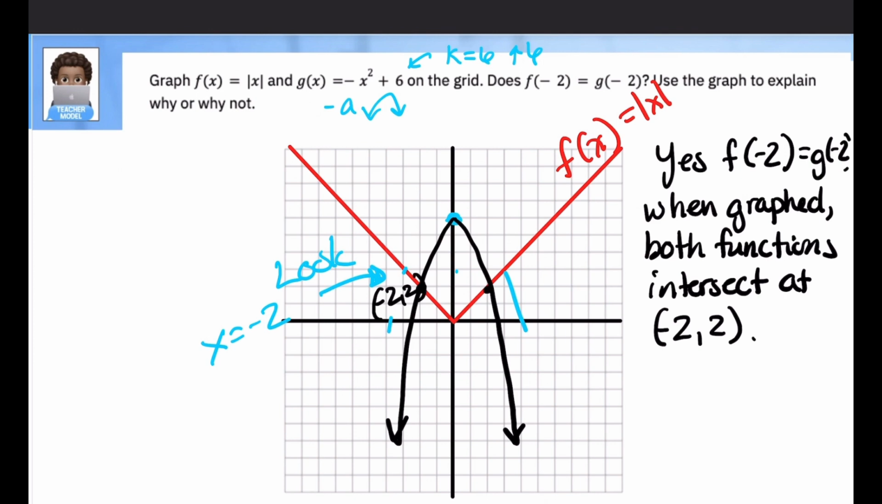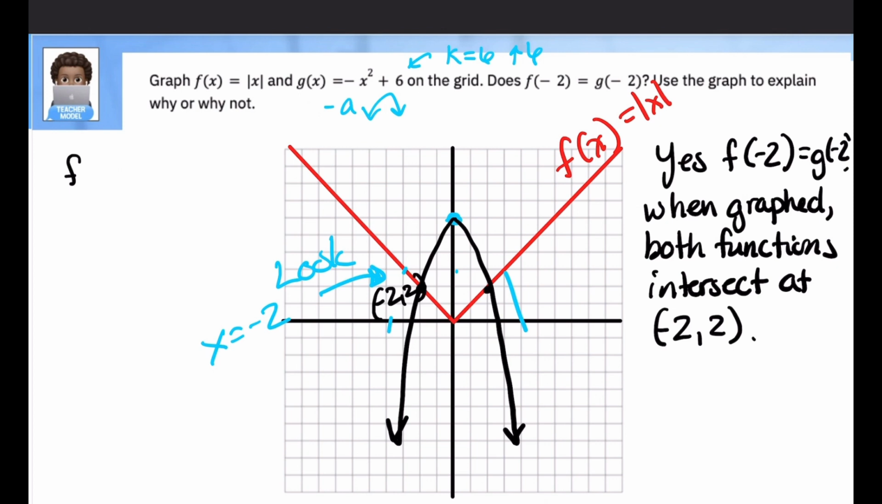I'm not going to do it algebraically because they're not asking me to. I'm just confirming that yes, it does happen, and just showing on the graph that it does happen at this exact point. I could go further and actually put -2 into both.